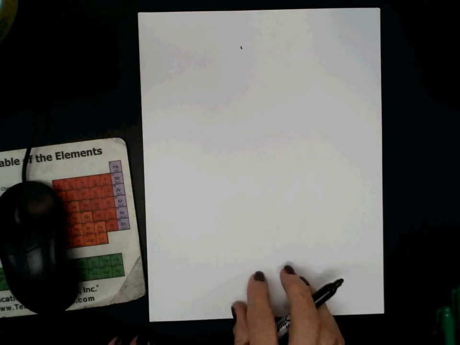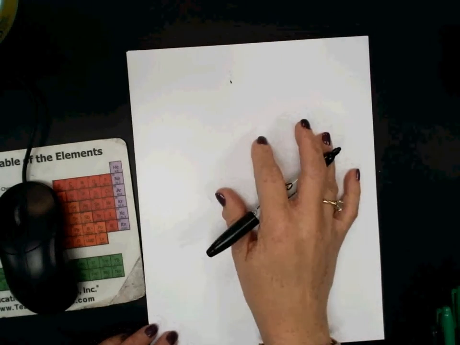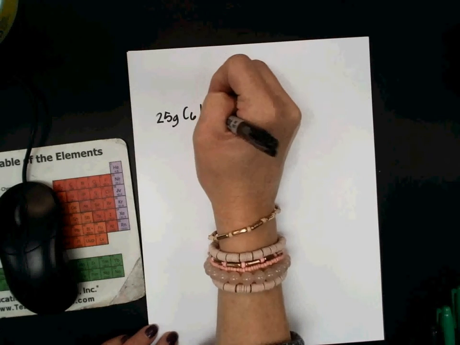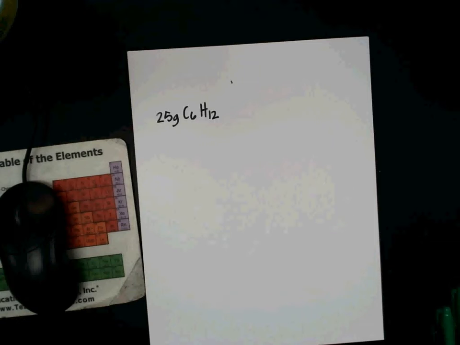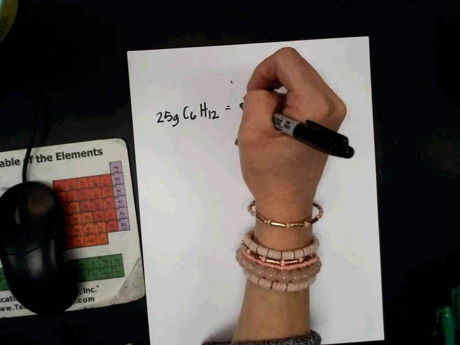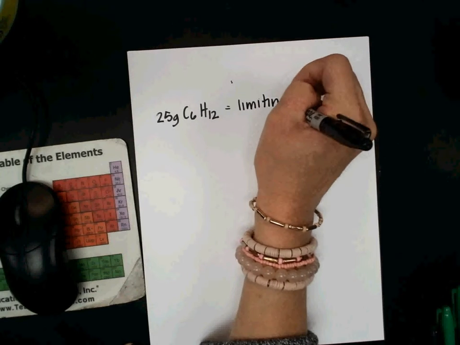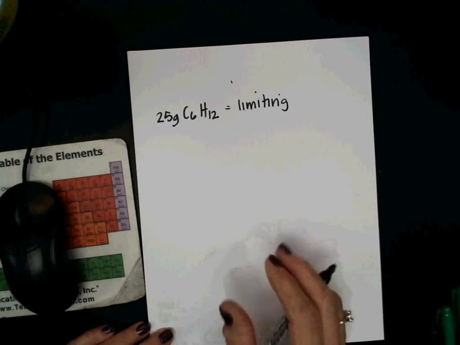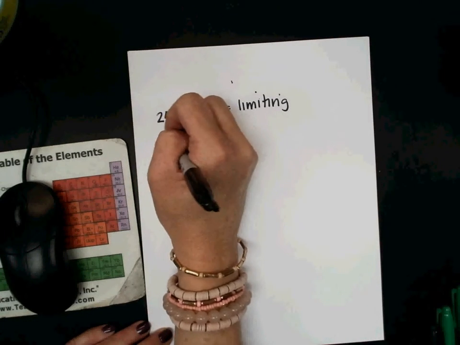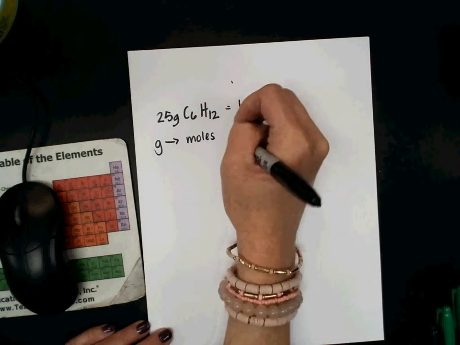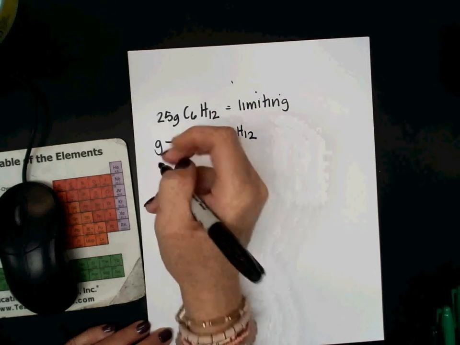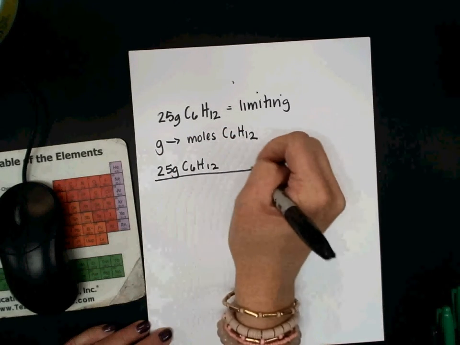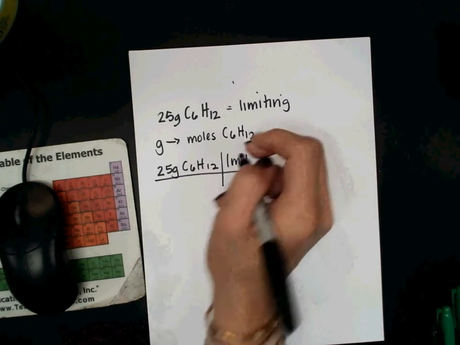So we have to start with what we're given, which is our 25 grams of C6H12. That's our given. And we're also told that this is the limiting reactant, so we know that's what's going to stop the reaction. So I'm going to start by going from grams to moles of C6H12, just like we've been doing. So I've got 25 grams of C6H12, and I want to get it to moles. So if you don't have your calculator out, pull it out.